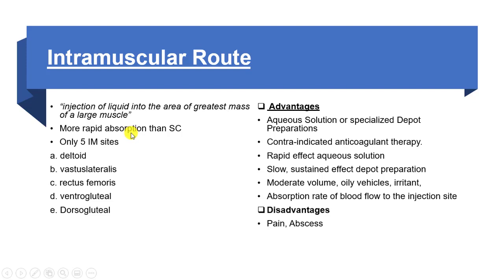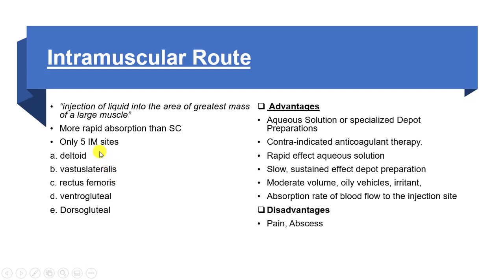It also has more rapid absorption than SC. I'm going to talk about SC after this, but it has more rapid absorption as compared to the SC or subcutaneous route. There are majorly 5 IM sites, which are the sites used mostly for the IM route. They are the deltoid, the vastus lateralis muscle, the rectus femoris muscle, the ventrogluteal and the dorsogluteal.